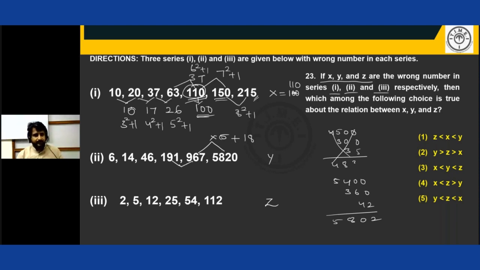191, 967. It goes maximum how many times? 5 times. 191 5s are how much? 955.